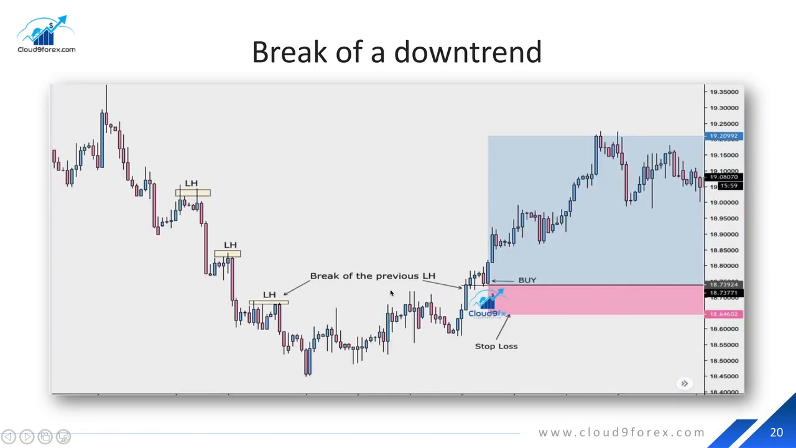So a break of a downtrend: lower lows, lower highs, price consolidates for a bit, then we get a break, and we can see that price is no longer in a downwards movement, and buyers come in, and now we're in an uptrend.